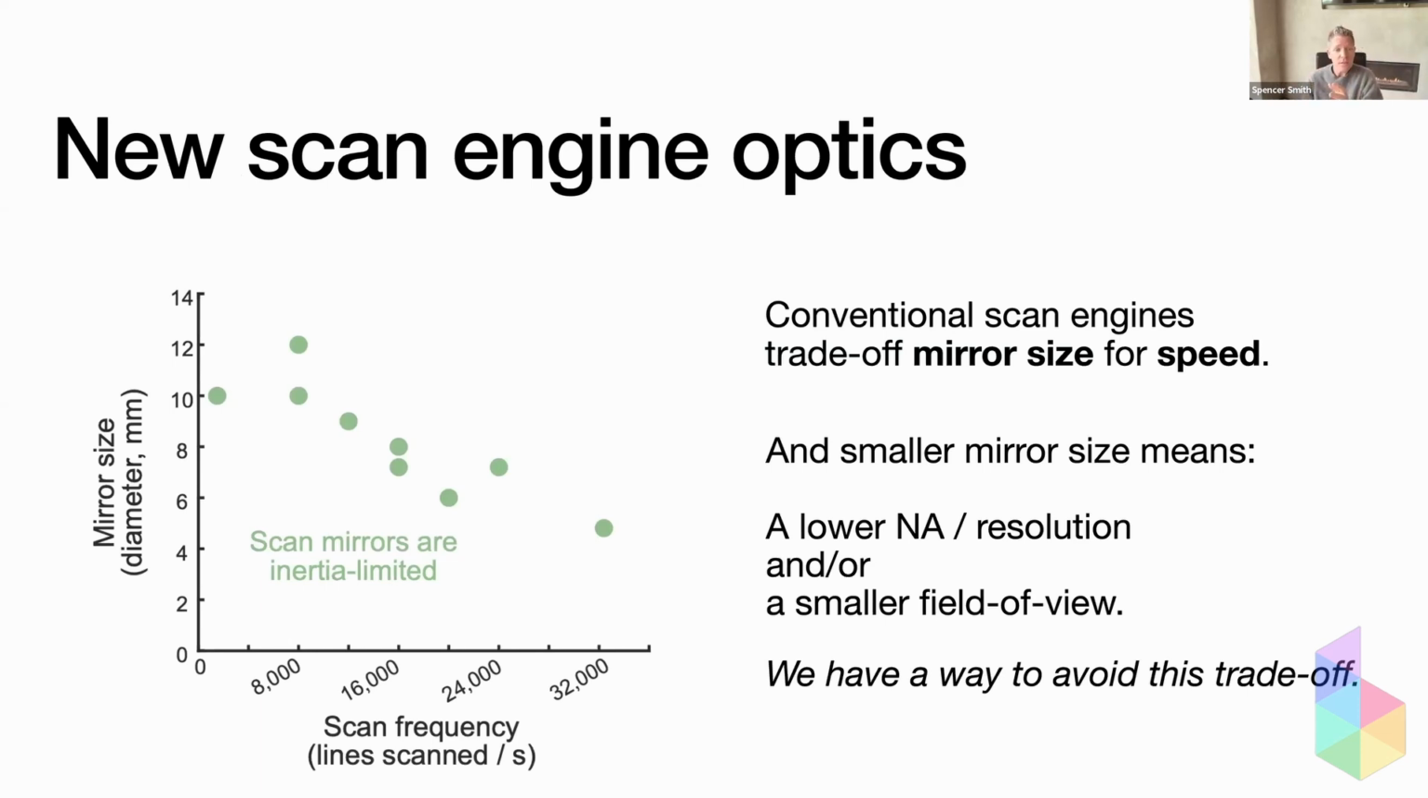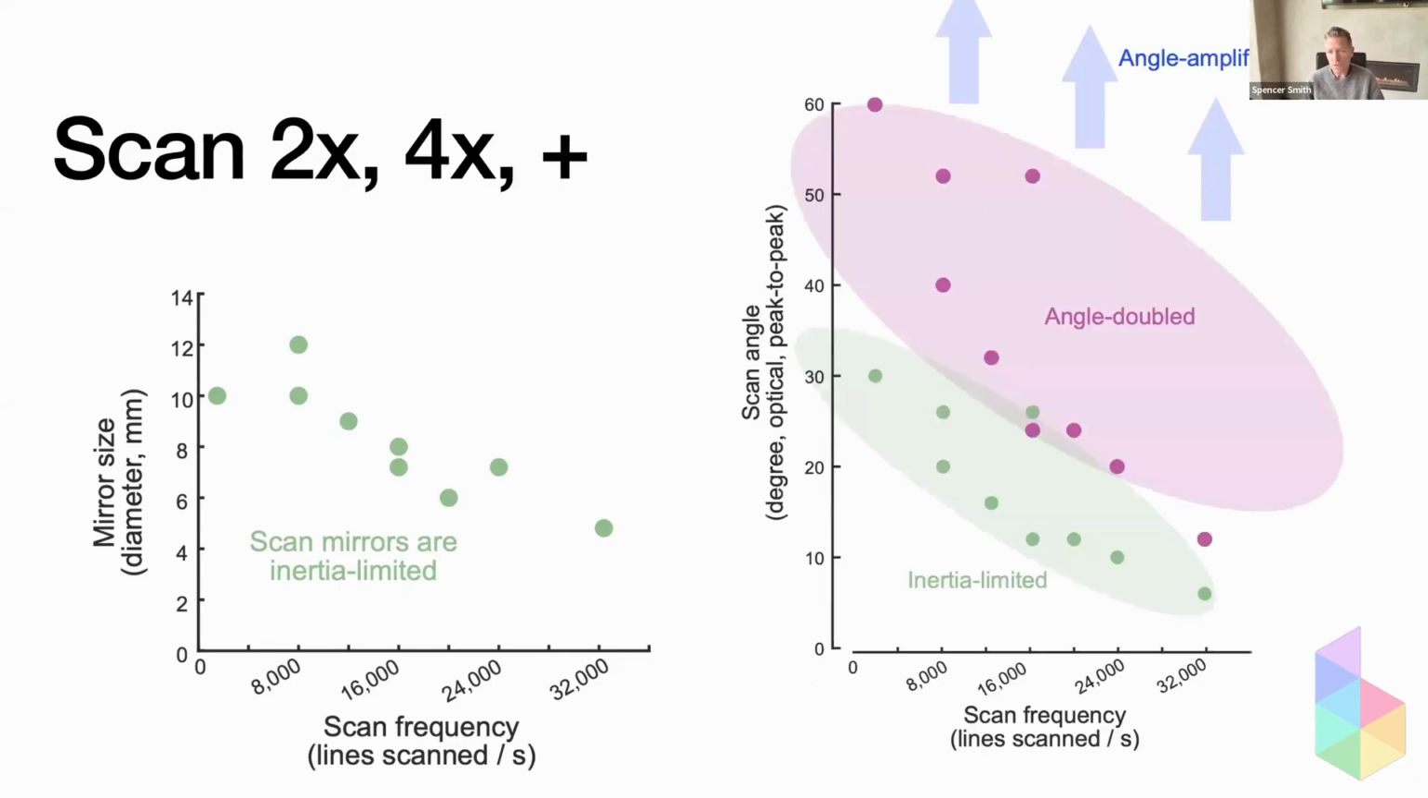What we're trying to address is the fact that scan mirrors are inertia limited. So as you go faster, the mirror size gets smaller. And as the mirror size gets smaller, that means you need to magnify the beam more. As you magnify the beam more so that you can overfill your objective, you end up minifying the scan angles by the same factor. So there's this trade-off, and we wanted to avoid that trade-off. And we found a way to double, and even arbitrarily angle multiply or angle amplify by even higher factors. So even with the same optics, you can go much faster.